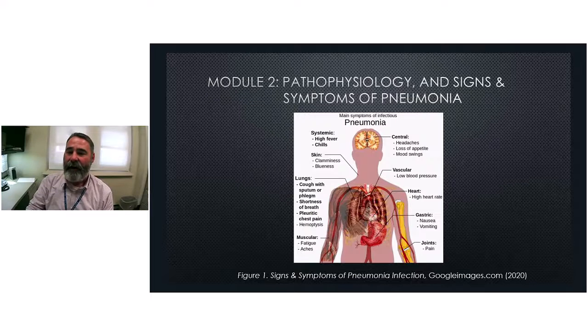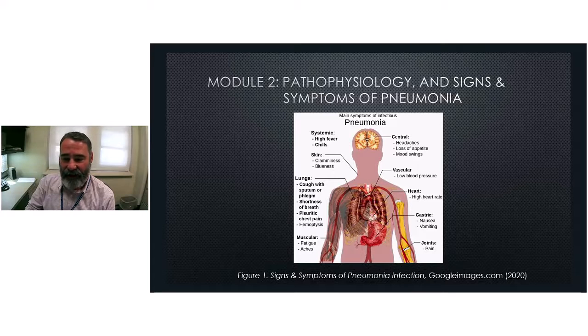So, on to Module 2, pathophysiology and signs and symptoms of pneumonia. So, in this little diagram, you can see the signs and symptoms of pneumonia. They tend to be high fever, chills, clammy skin, even a bluish tone because of decreased lung perfusion. In your lungs, you'll have cough with sputum, shortness of breath, and oftentimes pleuritic pain. Sometimes that cough will come with what is called hemoptysis, and that's a bloody sputum.